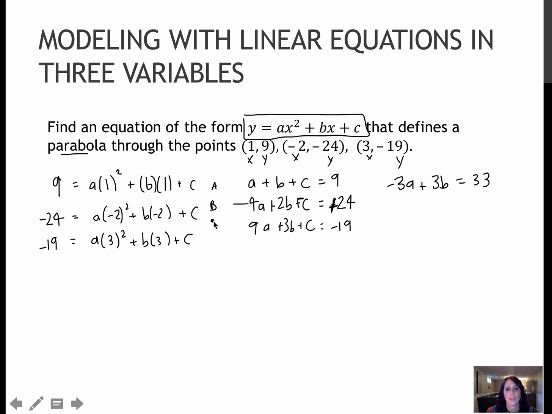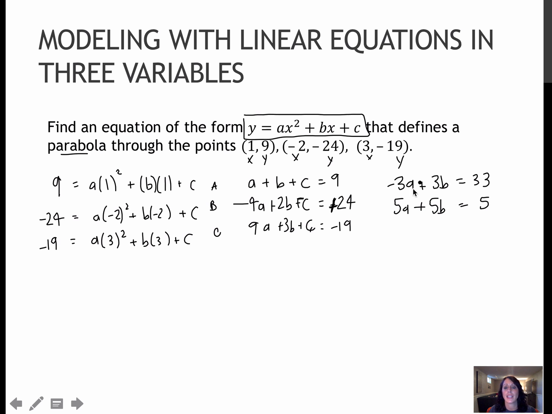Now I'm going to do the same thing, adding b and c together. So negative 4a plus 9a is 5a. 2b plus 3b is 5b. Negative c and positive c cancel out. Positive 24, negative 19 gives me positive 5.